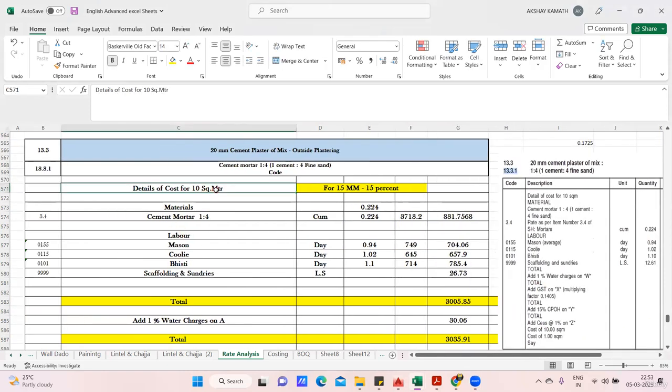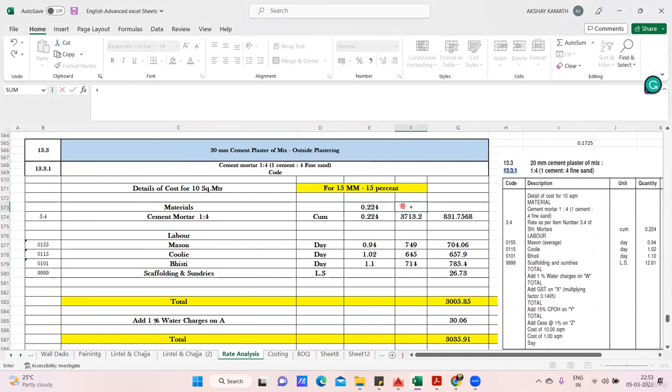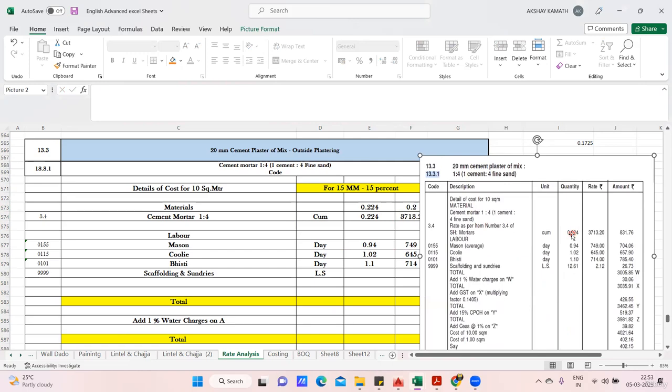That is for 10 square meter. Here the mortar ratio is 1:4. And now how did this 0.224 come into existence? It's very simple again. You're doing it for 10 square meter. Your thickness is 20 mm, so it will be 0.020. If I do that, I'm getting 0.2. But here it is given 0.224.